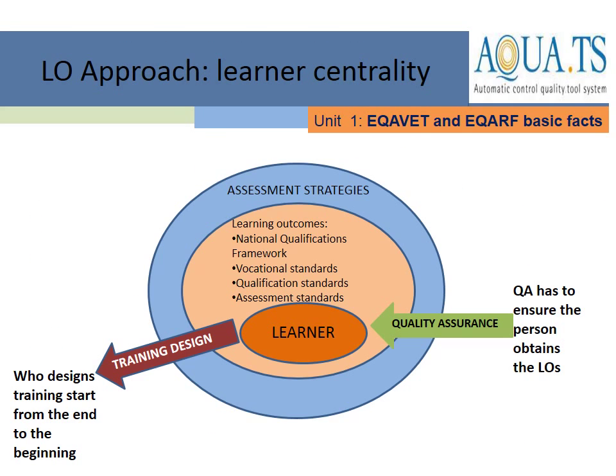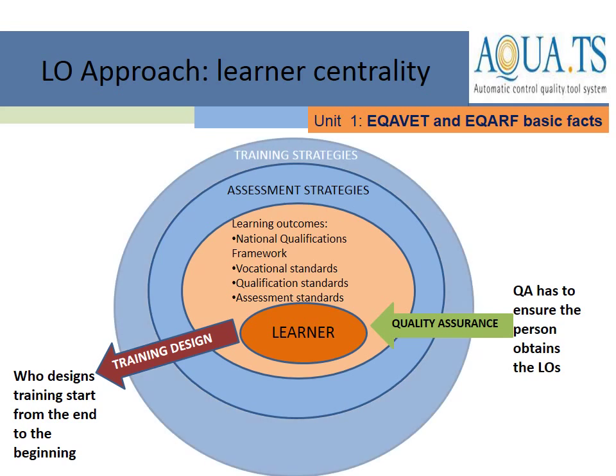Learning outcomes approach, learner centrality. The slide graphically illustrates how the person learning is the center around which the learning outcomes have developed, followed by the assessment and training strategies. The most important aspect of the learning outcomes approach is that all the traditional components of the training design should be planned having in mind the person that learns. Hence, it starts with the definition of the learning outcomes, choosing therefore consistent assessment strategies and then developing training strategies.